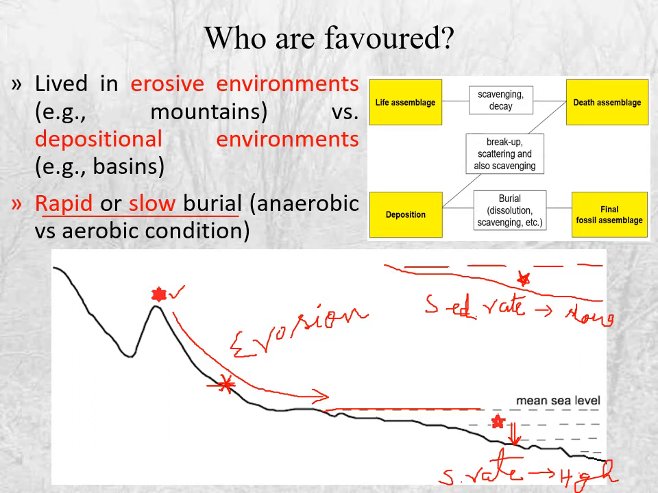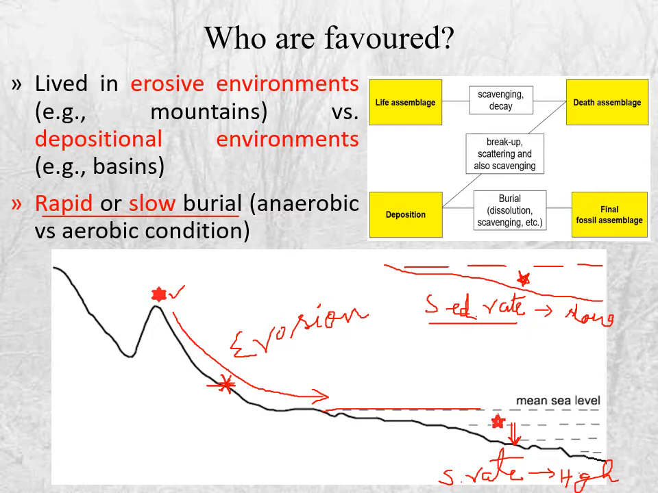Suppose here the sedimentation rate is 1 centimeter per year and the height of this organism is 5 centimeter. So it will take 5 years to completely cover up the organism, because the height of the organism is 5 centimeter and the sedimentation rate is 1 centimeter per year. Whereas the same organism having 5 centimeter height, if the sedimentation rate here is, say for example, 5 centimeter per year, then that organism requires only 1 year to be completely buried. So within 1 year, this organism becomes completely covered up by the sediments.